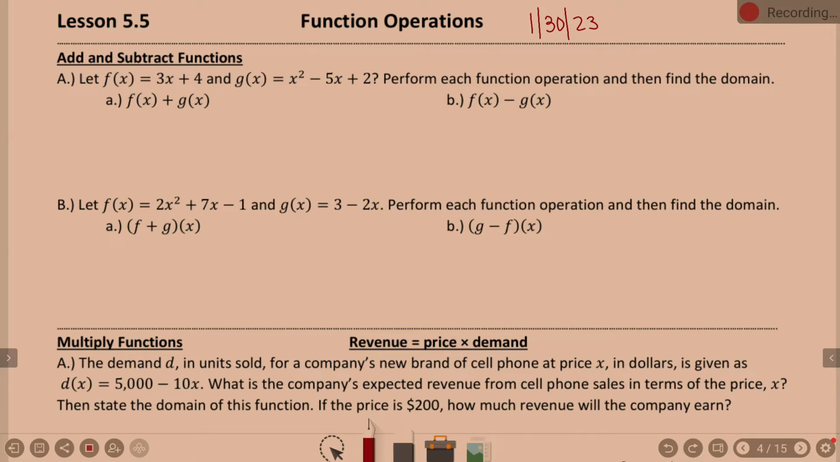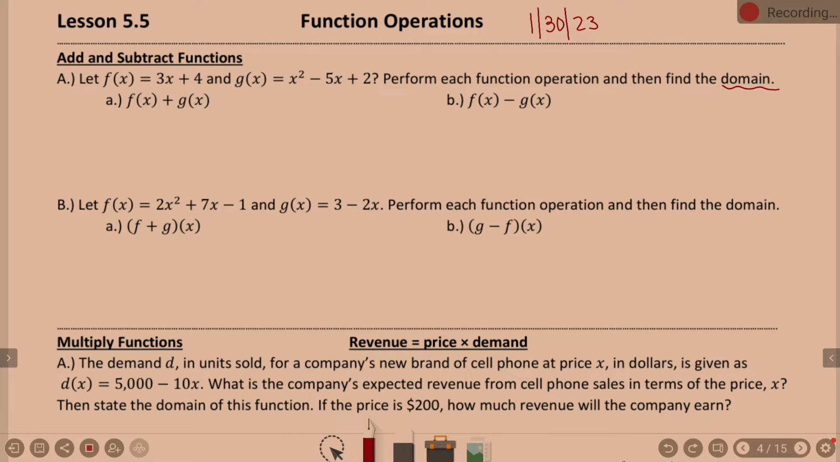Now, when we're talking about functions, these functions are usually represented as f of x or g of x or h of x or whatever the case is. Okay, but we're going to start very basic. How do we add functions or add and subtract functions? So as we look at example A, let f of x equal 3x plus 4, and g of x is x squared minus 5x plus 2. And we're asked to perform each function operation and then find the domain. Okay? So don't forget domain. We'll come back and talk about that in a moment.